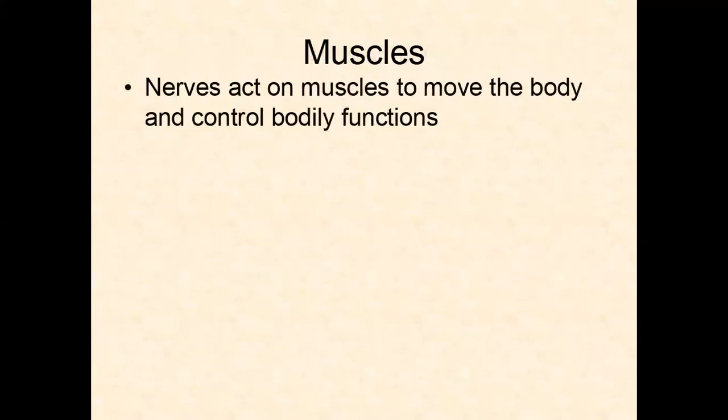In this video, we will discuss the mechanism of how muscles and the nervous system connect to different parts of the body. Ultimately, a large number of tissues are involved. Muscle tissues are one of them. Nerves act on muscles to move the body and control bodily functions.